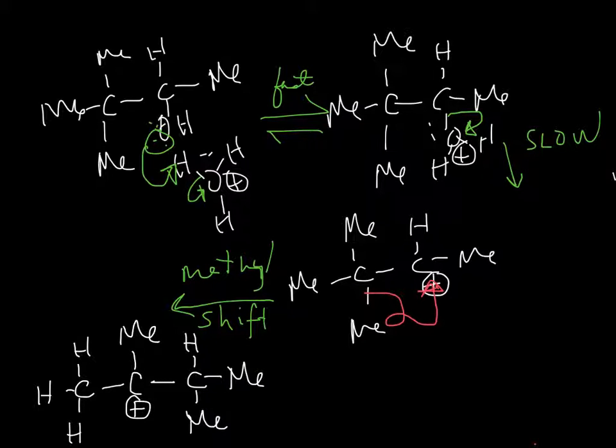So now my question for you is, how many C alphas do we have to the carbocation? What kind of carbocation do we have now? Primary, secondary, tertiary?